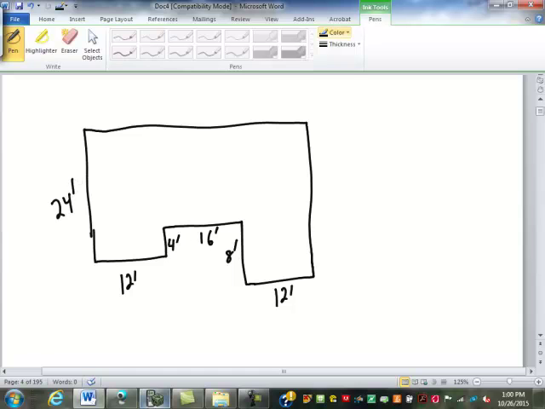So let's look at this one. First of all, let's find our missing dimensions. What's this side over here going to be? 28. Very good. How about up here? How about 40? Does that look right?